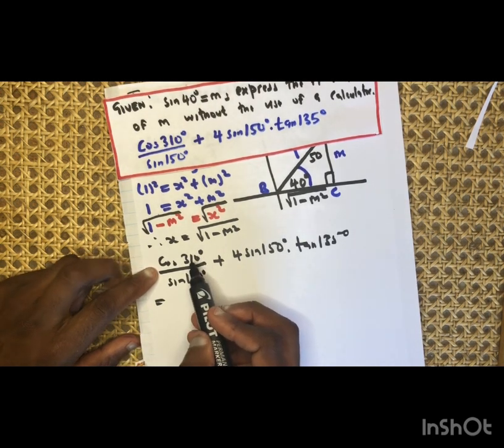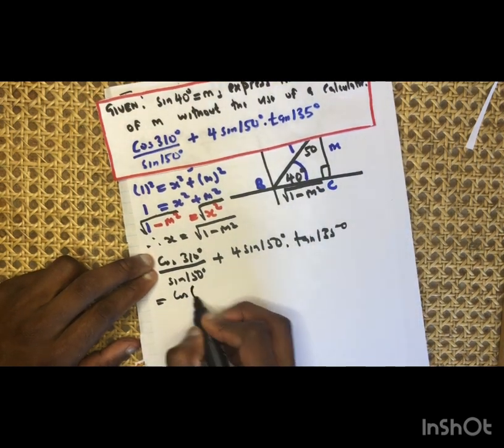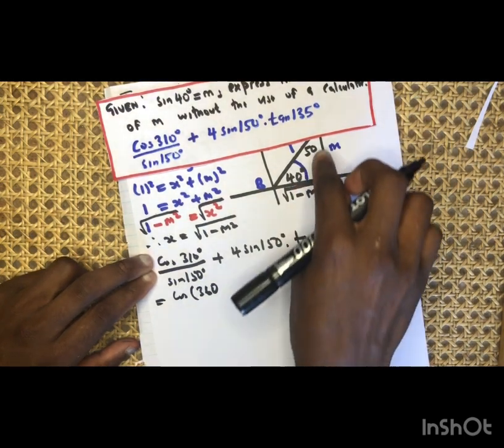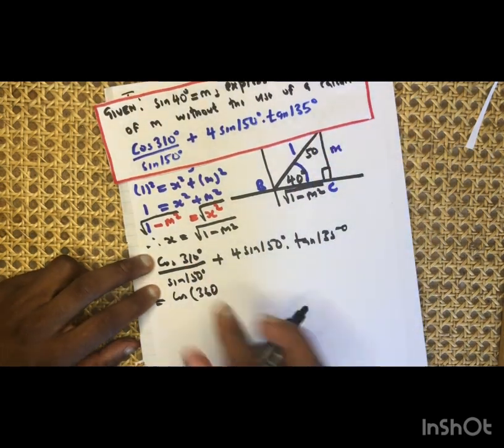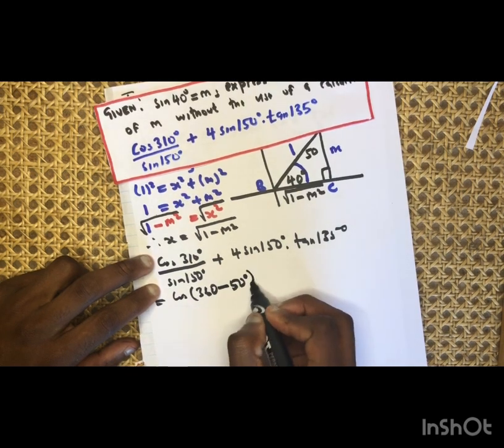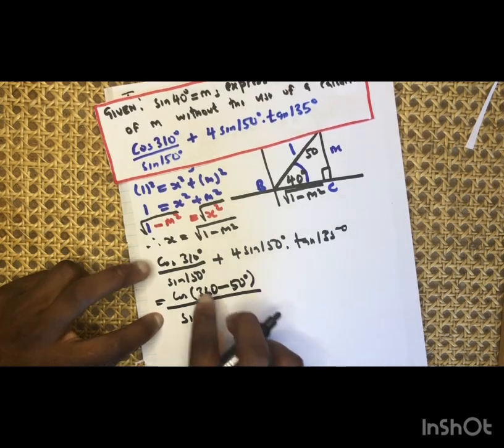So then you need to ask yourself, if we are working with this cos 310, where do we find 310? We find 310 on which quadrant? A fourth quadrant. So I'm going to say cos of 360 minus. In order for me to get 310, I have to subtract 50 here. So then over sine, remember we have 150.